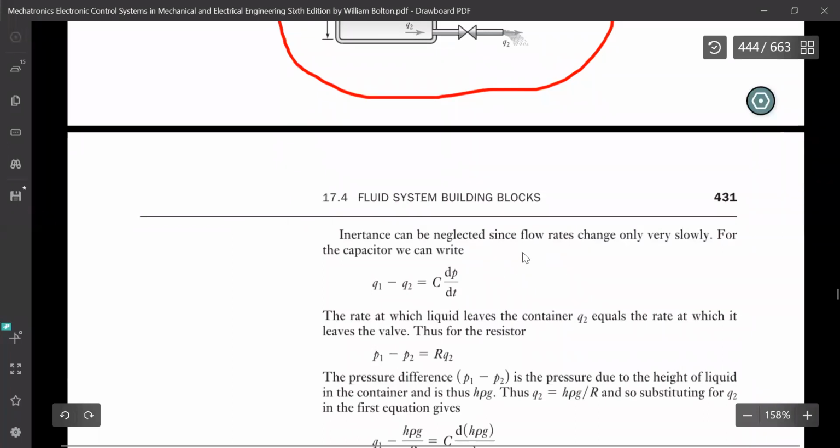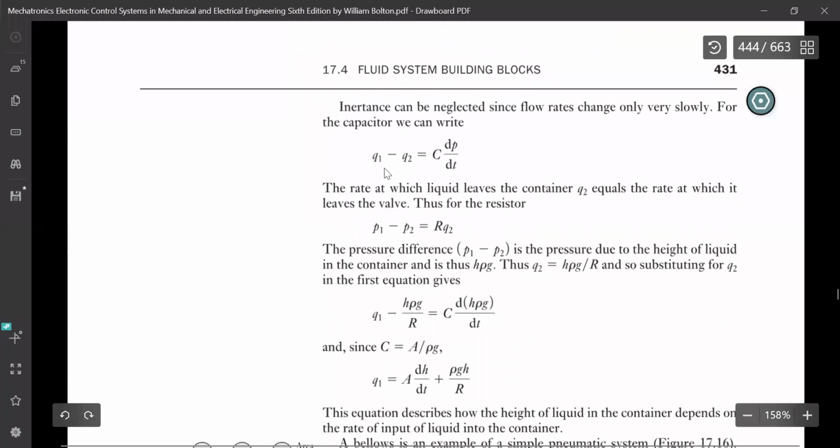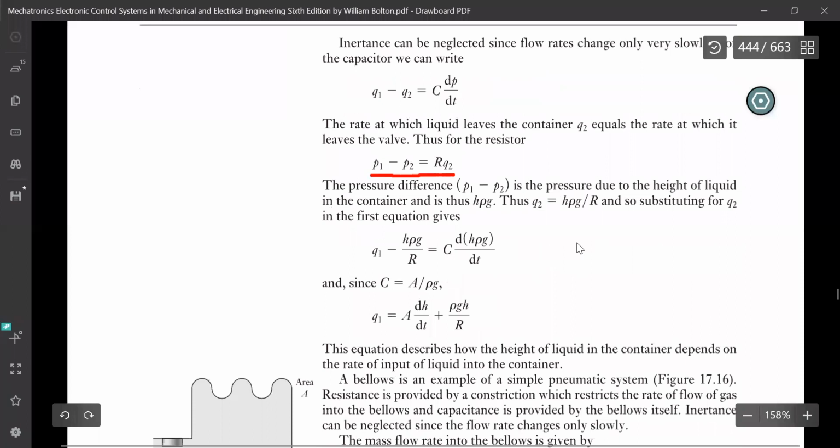For the capacitor, we can write, we have already derived this formula, Q1 minus Q2 is equal to C dP by dt. We are considering a liquid case only, so the rate at which the liquid leaves the container is Q2. You must remember that for a liquid system, P1 minus P2 is equal to RQ2. The pressure difference is the pressure due to the height of the liquid in the container, thus H rho g, all those things we already have done.